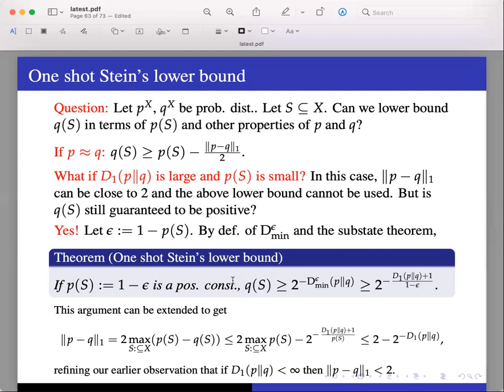The reason I emphasize the positive constant is that even if you apply it in the asymptotic IID case, I don't want the probability of P to start shrinking with n, where n is the number of copies you're using. I want the probability of P to be a constant in that sense. So P(S), which I'm calling 1 minus epsilon, is a positive constant. Then of course Q(S) is larger than the D epsilon min of P with respect to Q, just by definition of D epsilon min. And we'll use substate theorem part one, which will say this.